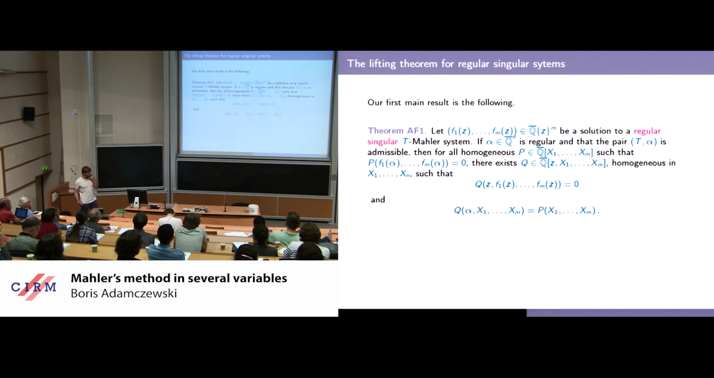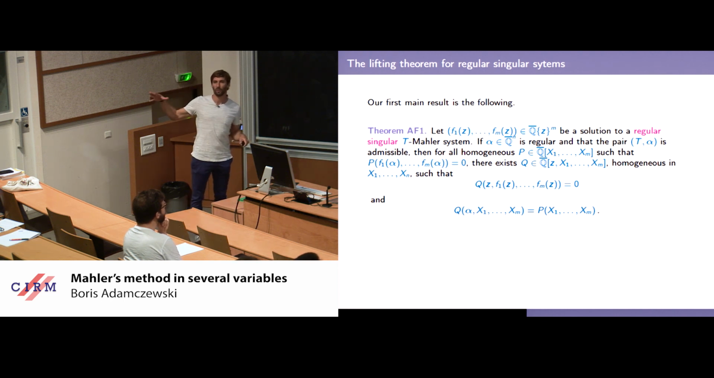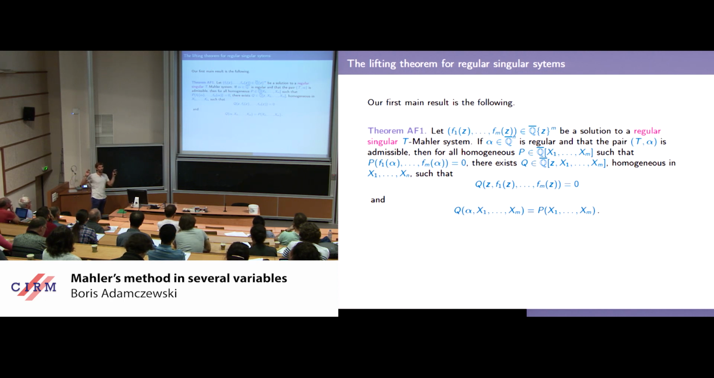The first result we obtained with Colin is a lifting theorem for the so-called regular singular systems. So it is exactly as Philippon's theorem: any homogeneous algebraic relation between the values can be lifted to a still homogeneous algebraic relation between the functions that specializes to your relation. The condition here that the point is regular and the pair is admissible is exactly the condition Loxton and van der Poorten had. So I say natural condition, I don't want to speak about them.